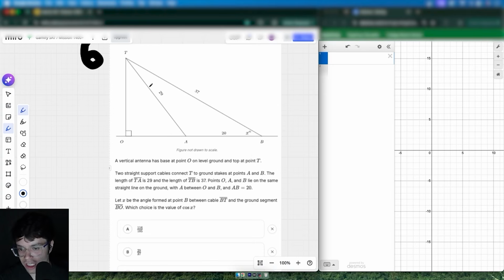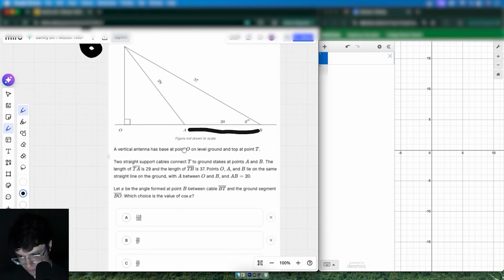Then we have 2 of these cables. It just says what all this means. A is between that. So we don't really need to read all this because it is literally just what is written over here. The only important thing you may be confused on, this 20 would just be A to B, so nothing else there. So we have x degrees for the angle, and it's asking what is the value of cosine of x.